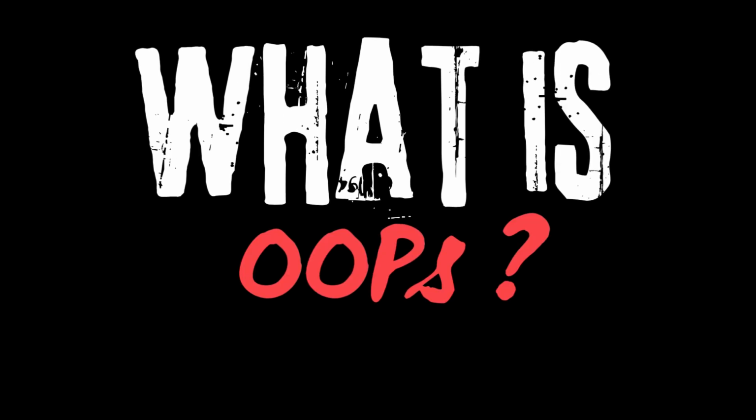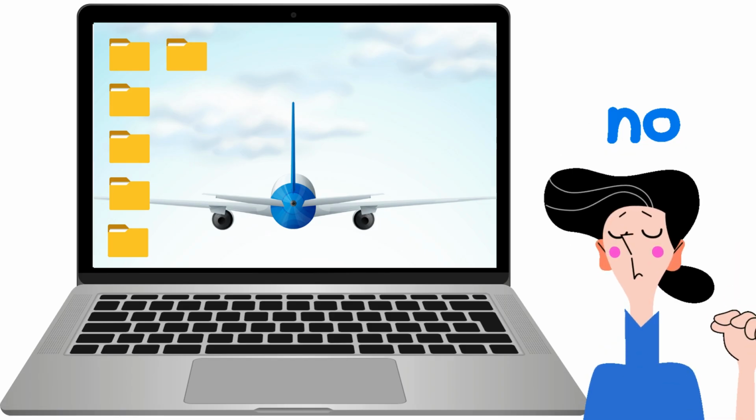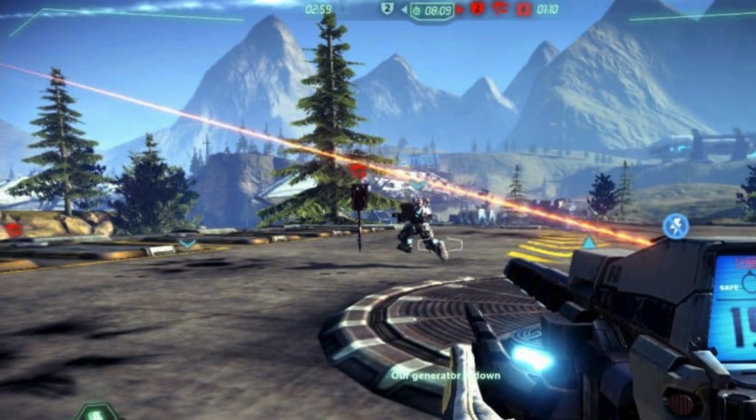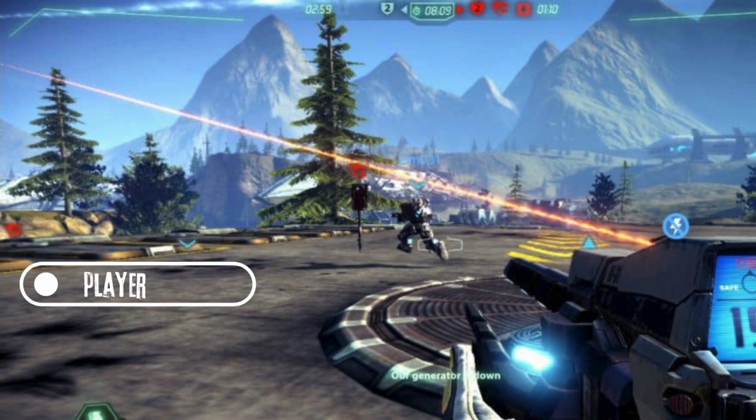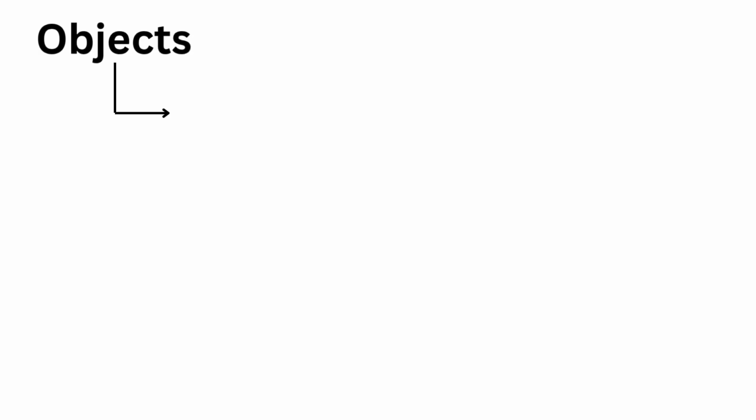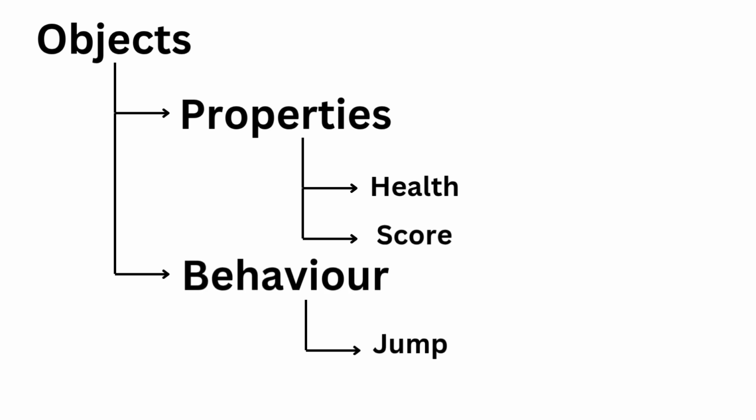What is OOP really? OOP is a way to organize your code, but not like folders on your desktop. Think of it like building blocks. You're creating mini machines that each have their own job and they talk to each other. Let's say you're building a game. You'll have a player, a scoreboard, maybe enemies. Each one is an object. Each object has properties like health, scores, and behavior like jump, attack. That's OOP in action.